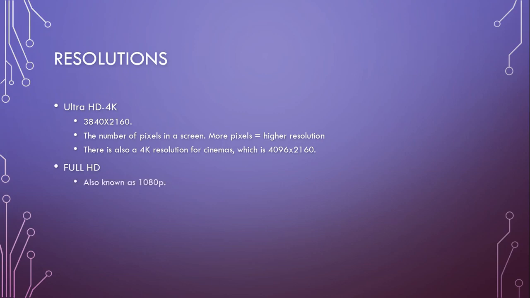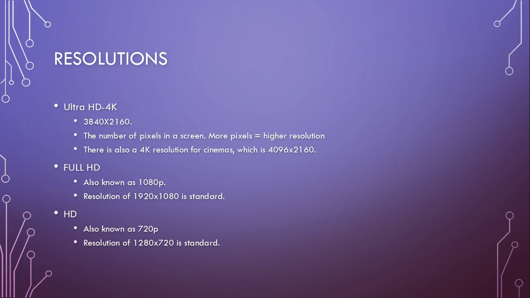This is also known as 1080p or 1080 pixels. The reason for that is the resolution of 1920 by 1080 is standard. That's where the 1080p comes from. You also have regular HD, just HD. This is 720p. All right, this is still used a little bit, but it's not quite as common now as the standard 1080p, because a lot of things have pushed to Full HD. The resolution for 720, of course, is 1280 by 720.